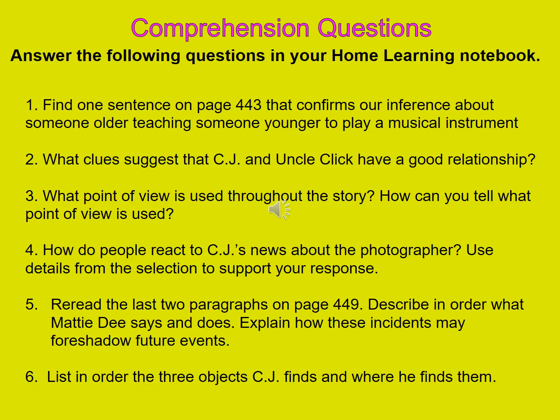Okay, here's today's comprehension questions. Let's go over them before you read the story so you know what you have to answer. Question number one, you're going to find one sentence on page 443 that confirms our influence about someone older teaching someone younger to play a musical instrument. Number two, what clues suggest that CJ and Uncle Click have a good relationship?